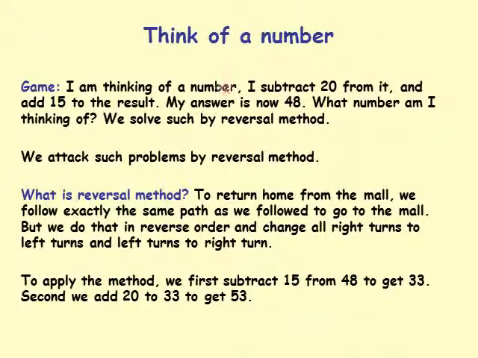Let's continue. To apply the method, we first subtract 15. 15 is the last thing we did; we added 15. So we're going to start backward. We have 48, and we got 48 by adding 15 to something. We subtract 15 from 48, which gets us 33. Then 33 we got by subtracting 20 from something, so we add 20 back. Second, we add 20 to this 33 to get 53.